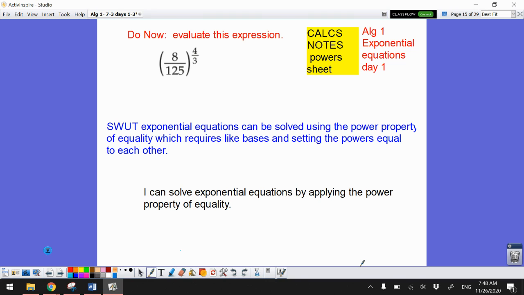Okay, let's keep going with exponential equations today. So we're going to review just real quickly rational exponents to make sure we understand how to evaluate them. You're going to need that power sheet, so make sure you have that handy.